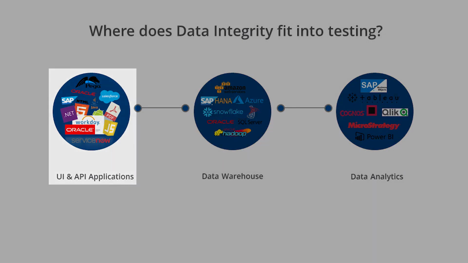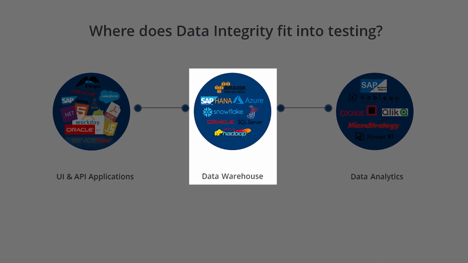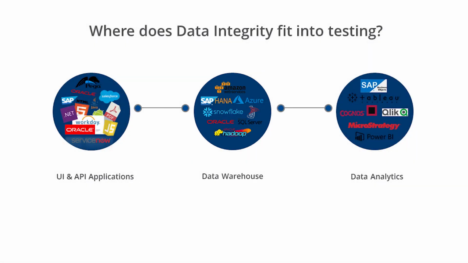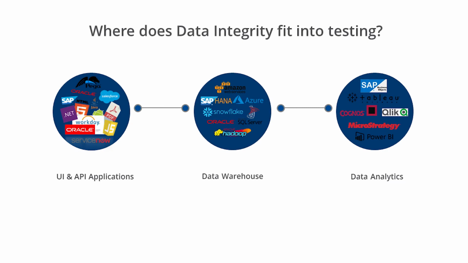Data is loaded into UI and API applications built in various technologies. Data entered in these sources is extracted, loaded, and transformed into the data warehouse. Business intelligence reports are generated from the data warehouse for decisions, metrics, and ratings.